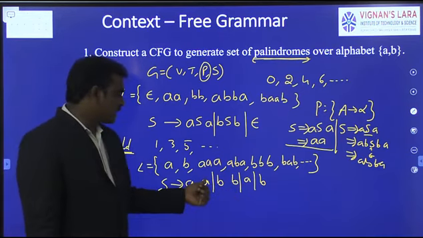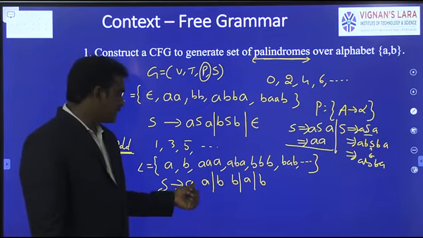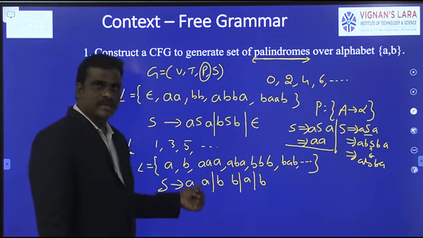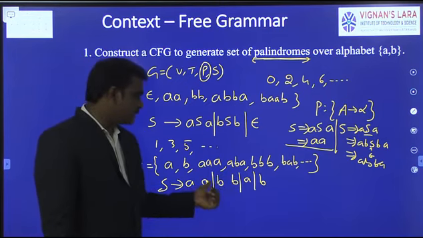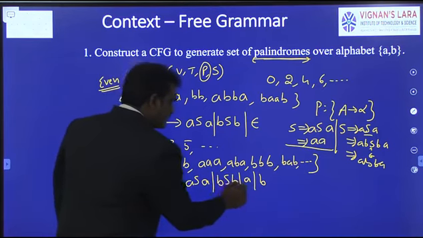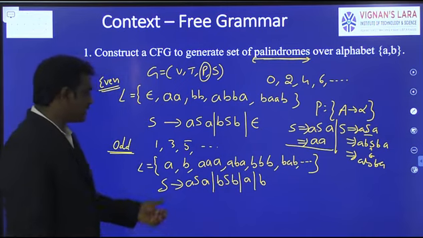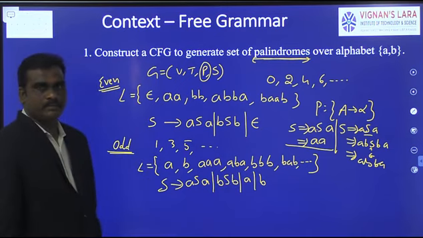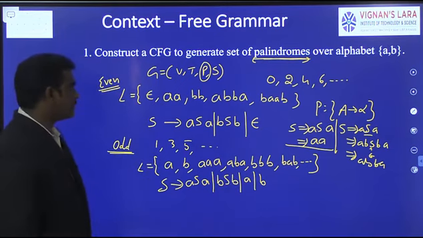So in between A and A, what happens? Either A, B, B, only A, only B. That means S is repeating. S is repeating. So this is the odd length palindrome.